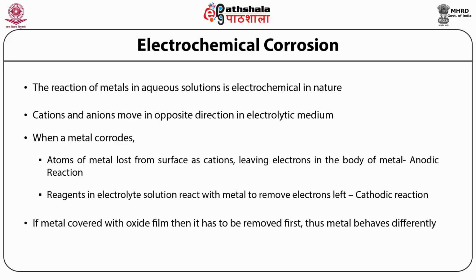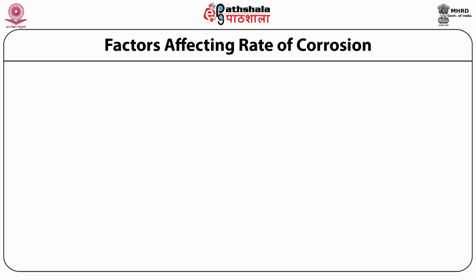Since practically all metals are covered with an oxide film, this must be removed before the metal can be exposed to an electrolyte. A metal covered with an oxide has different properties in a solution from a bare metal. But in studying electrochemical corrosion, it is simplest to begin with the ideal case of a pure bare metal electrode on which the only reaction occurring is metal dissolution. Now we will see the different factors that affect the rate of corrosion.